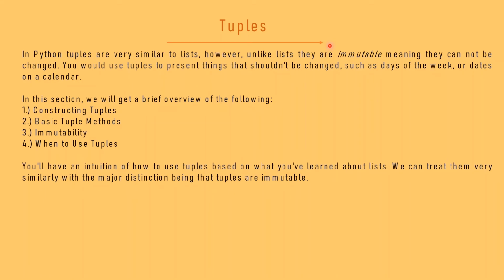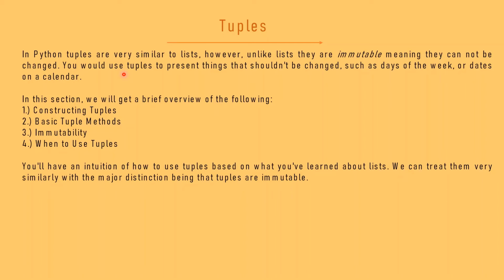Immutable means they cannot change the value which you have given in the starting. You can read here also. And then the next one, you would use tuples to represent things that shouldn't be changed, such as days of the week, because they won't change, or dates on a calendar, even they won't change. And you can also say some sentences, some paragraphs, or anything.